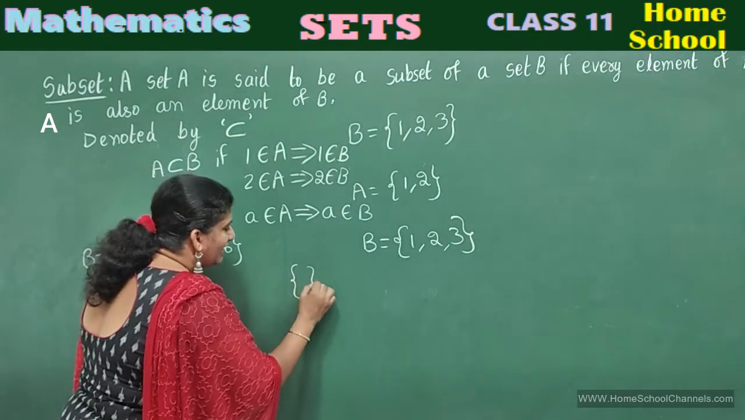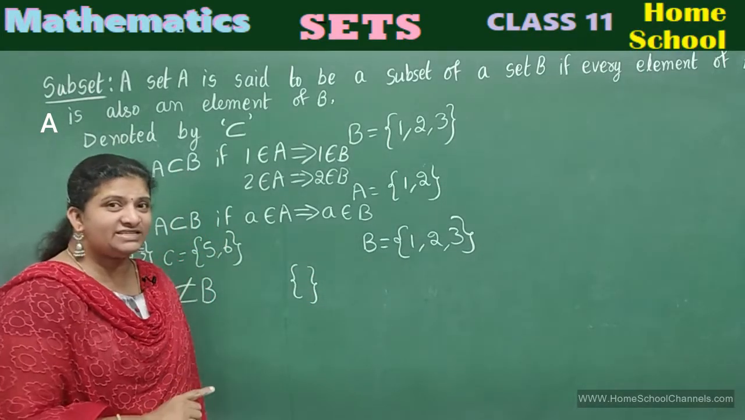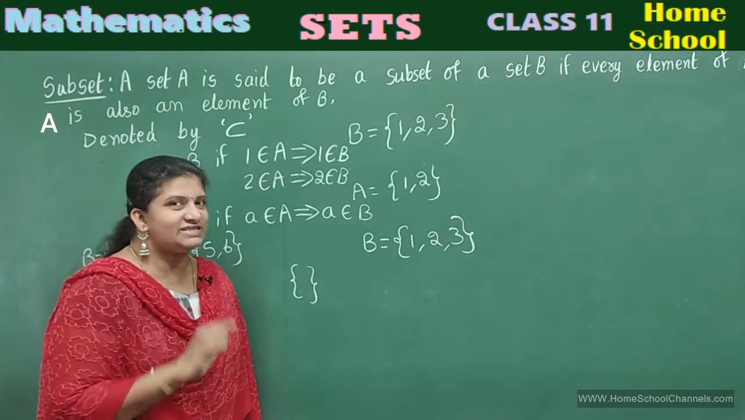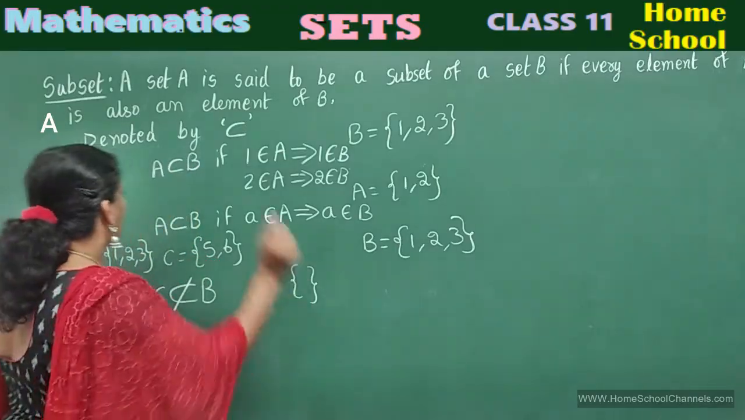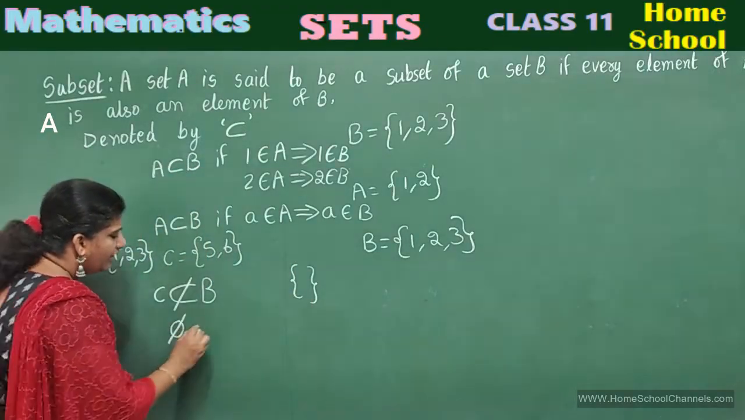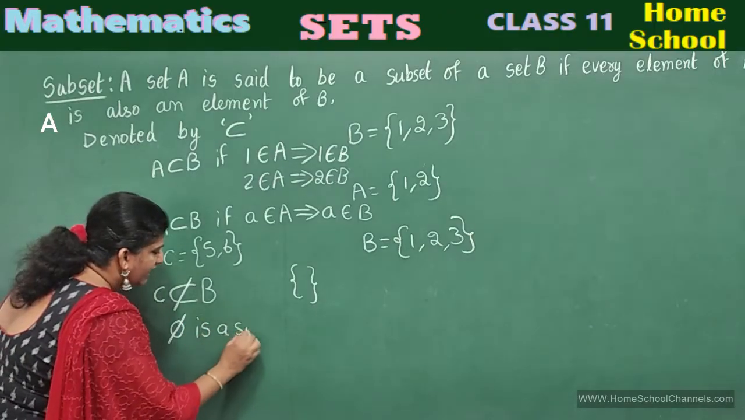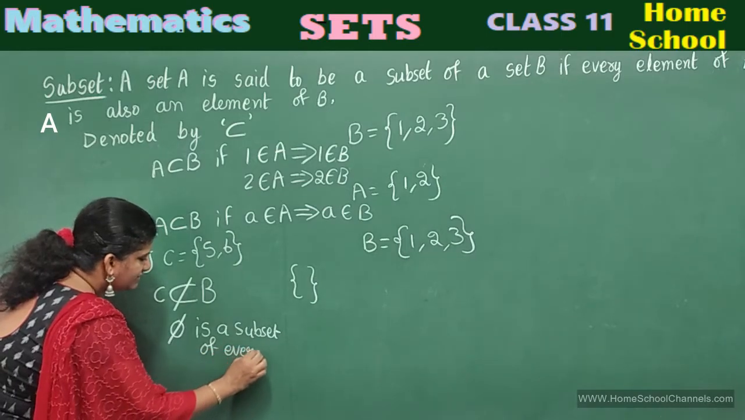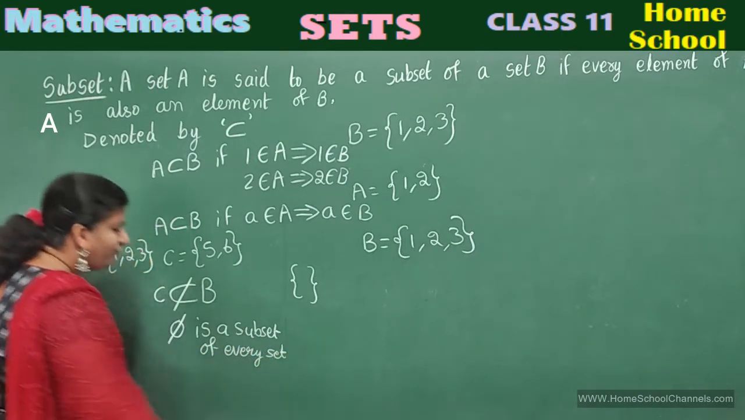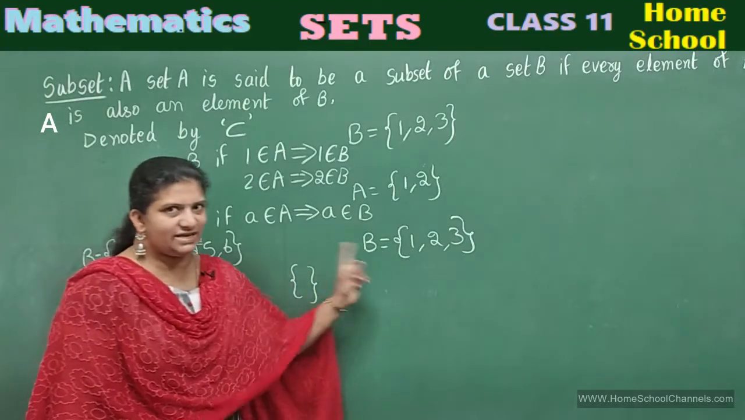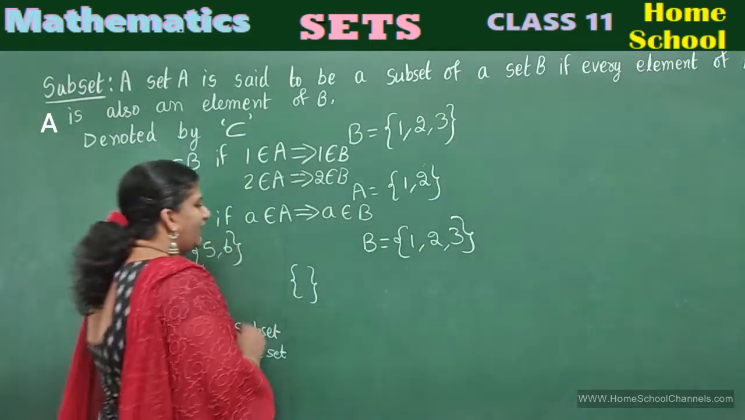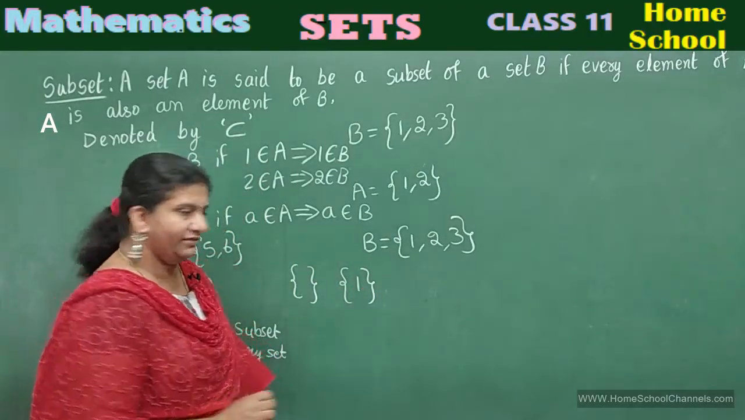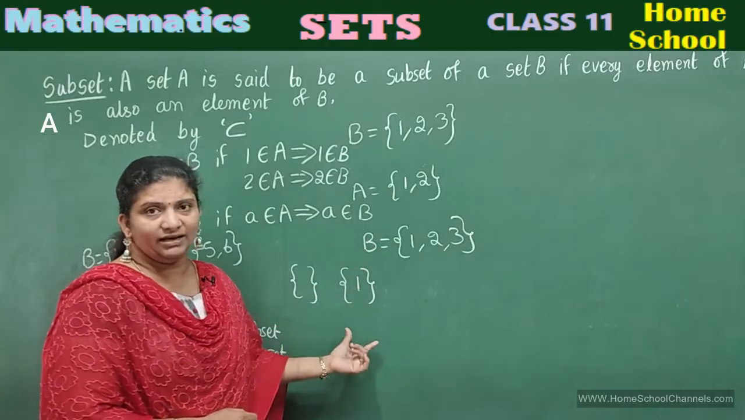First, I am writing the empty set. The empty set is always a subset of every set. You can write or remember it in this manner: the empty set is a subset of every set. So the first subset I have written is the empty set. Right? Next, I can take only one number and make a set. I can take only 1 and I can write it as a subset.